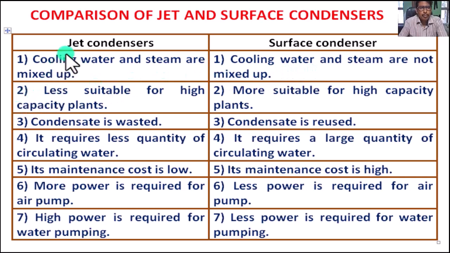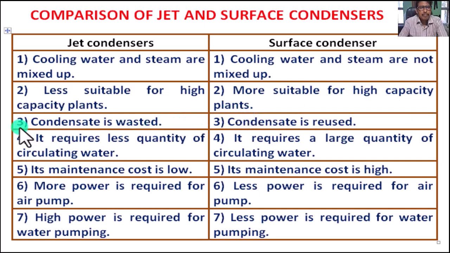Number 2, for jet condenser, it is less suitable for high capacity plant. Number 2, for surface condenser, it is more suitable for high capacity plant.